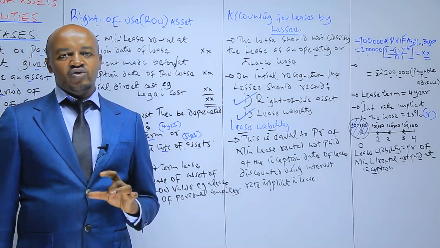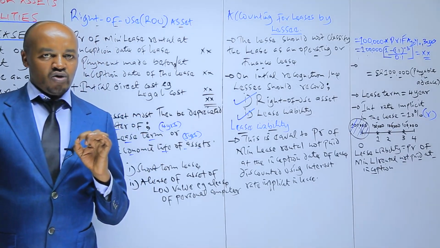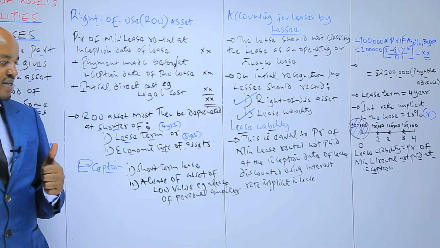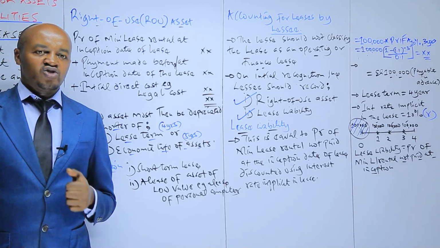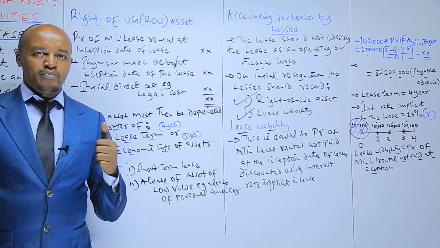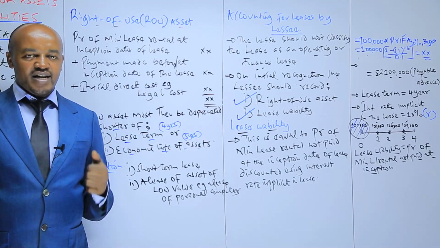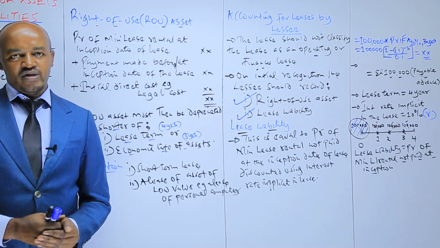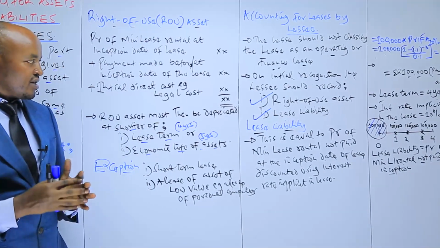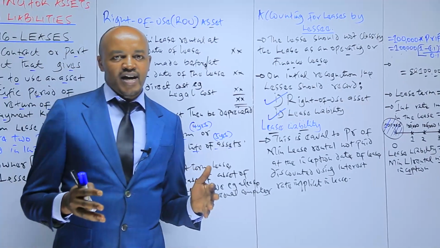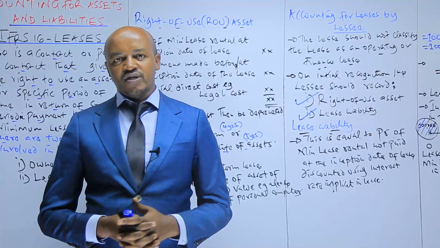So those are the two exemptions, or two circumstances, whereby the lessee is not required to fully comply with the requirements of IFRS 16 as far as accounting for leases is concerned. So that is what you need to know as far as accounting for leases by the lessee is concerned.